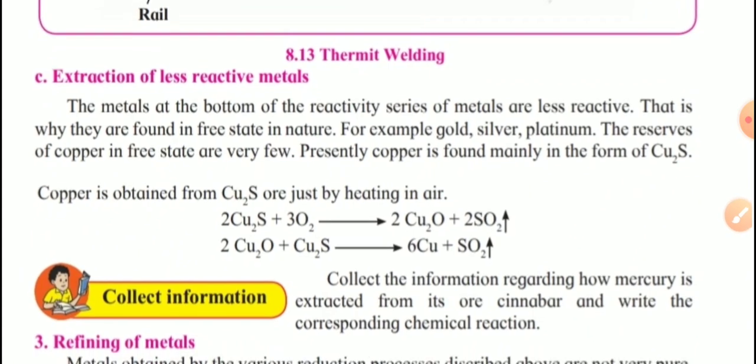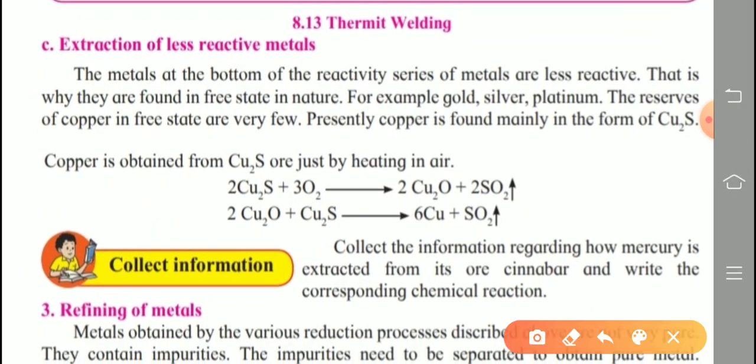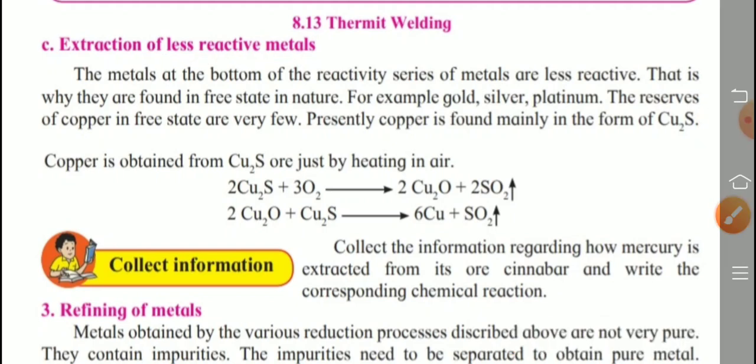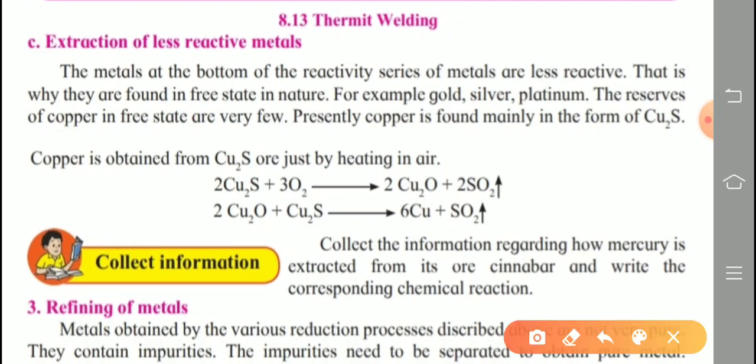Now the third one is extraction of what? Less reactive metals. So check that. The metals at the bottom of the reactivity series of metals are less reactive. That is why they are found in a free state in nature. For example, gold, silver, platinum. The reserves of copper in a free state are very few.